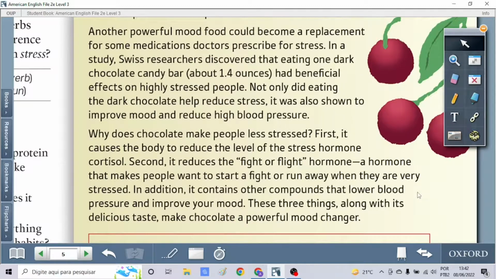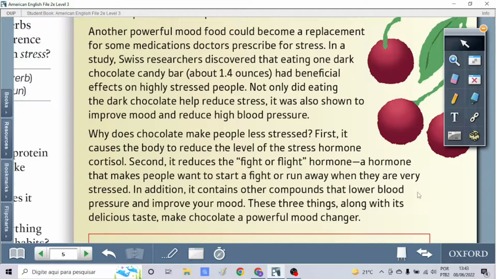Another powerful mood food could become a replacement for some medications doctors prescribe for stress. In a study, Swiss researchers discovered that eating one dark chocolate candy bar, about 1.4 ounces, had beneficial effects on high stress people. Not only did eating the dark chocolate help reduce stress, it was also shown to improve mood and reduce high blood pressure.